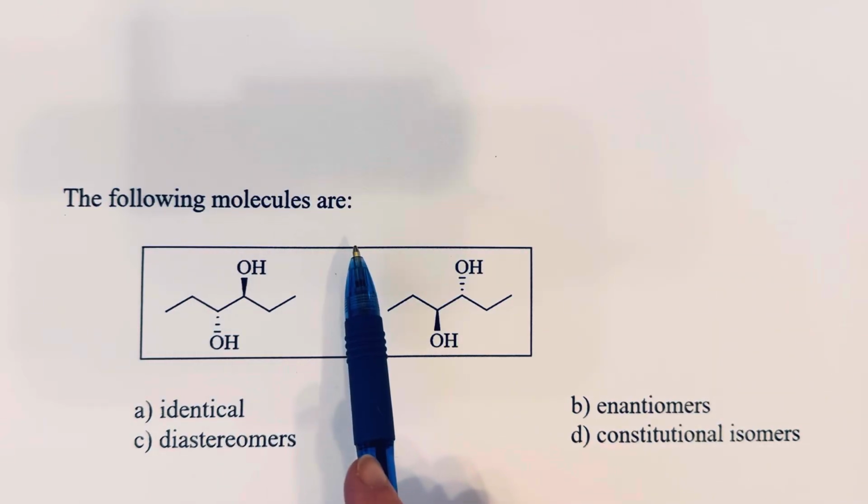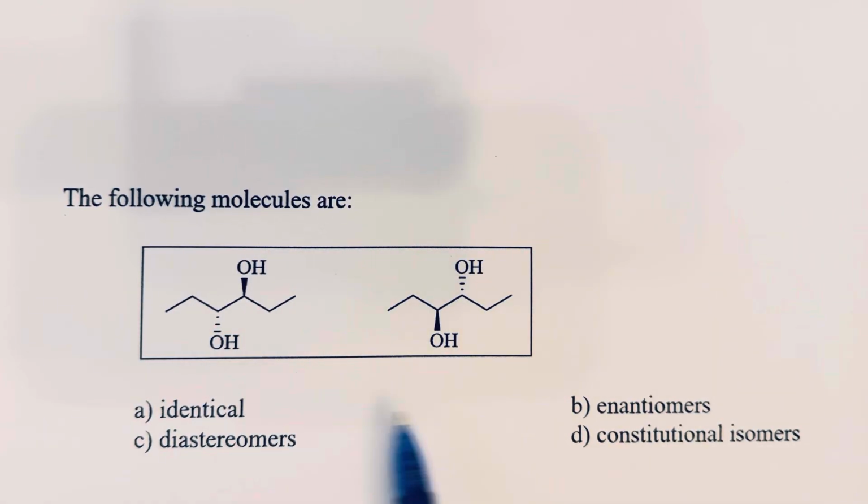The following molecules are drawn, and after this we have two molecules and the options of either identical, enantiomers, diastereomers, or constitutional isomers. What this question is asking us to do is to compare these two molecules and determine if they are the same or if they are some sort of isomer.